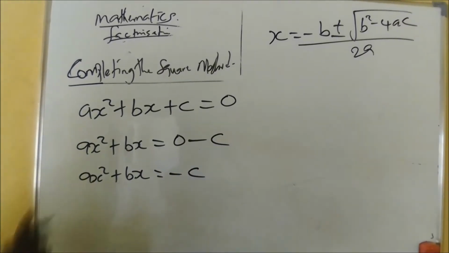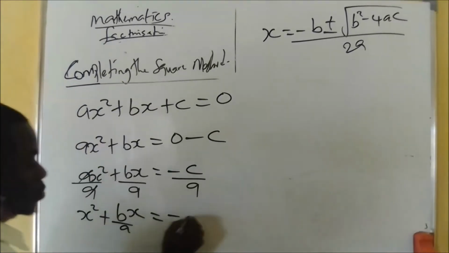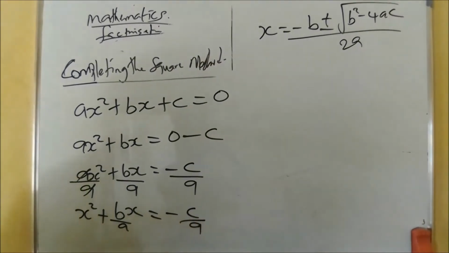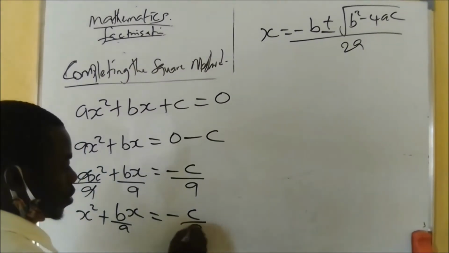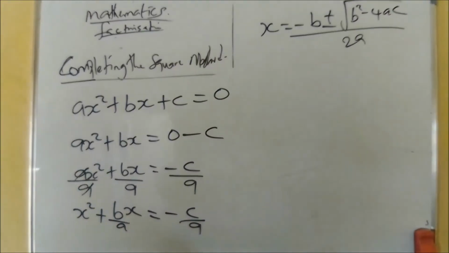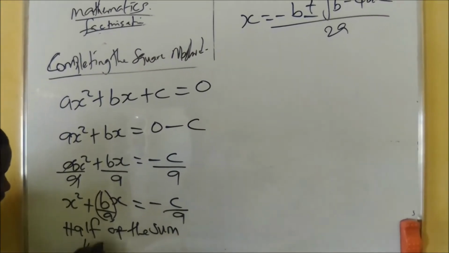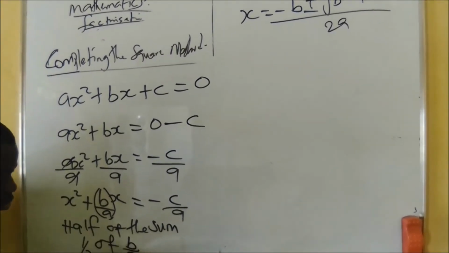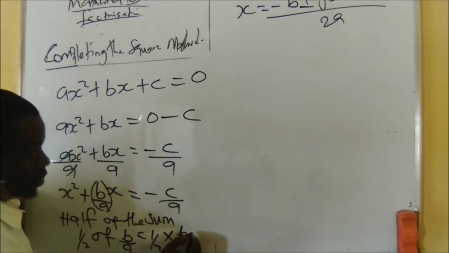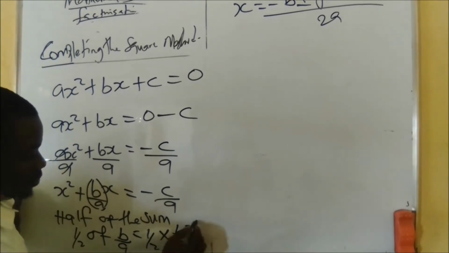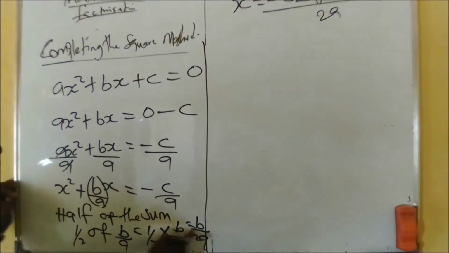This gives ax squared plus bx equals minus c. The second step is to divide all through by the coefficient of x squared, which gives minus c all over a. After this step, take half of the coefficient of x, which is half of b all over a. That is the same as half times b over a, so 1 times b gives b, and 2 times a gives 2a. That's b all over 2a.